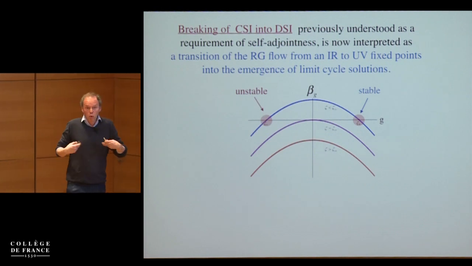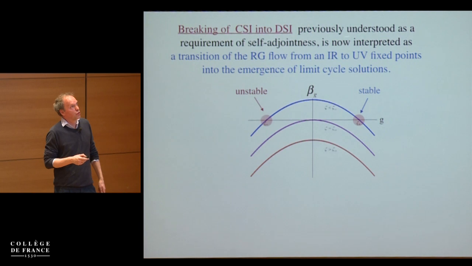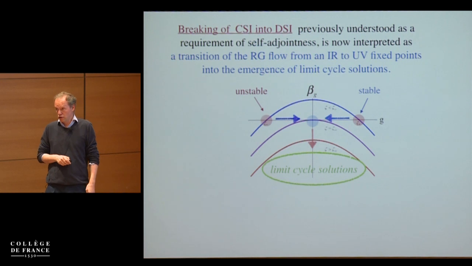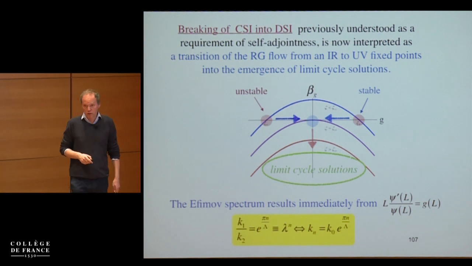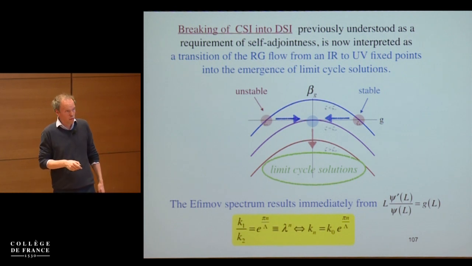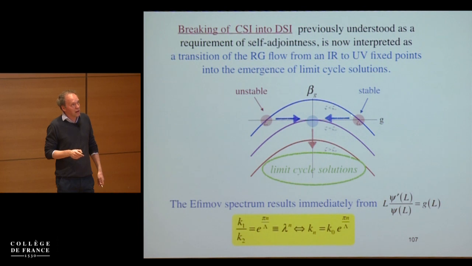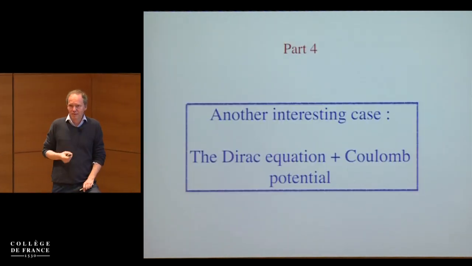Now, the way to interpret it using the renormalization group picture is to say that this breaking of continuous scale invariance, previously understood as a requirement of self-adjointness, is now interpreted as a transition of the RG flow from an unstable and a stable fixed point into one fixed point here, and eventually limit cycle solutions when zeta is very large. Okay? And when we are here, then directly solving this, we get immediately the Efimov spectrum that we got previously. So it's just a consequence of this renormalization group equation to get this spectrum. So again, this spectrum results from the fact that instead of having fixed points, now we get limit cycle solutions. Okay, so now this is the end of part 3.